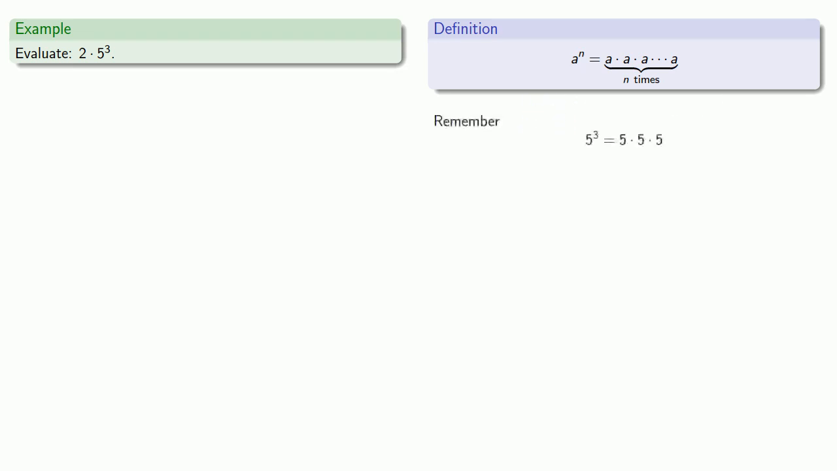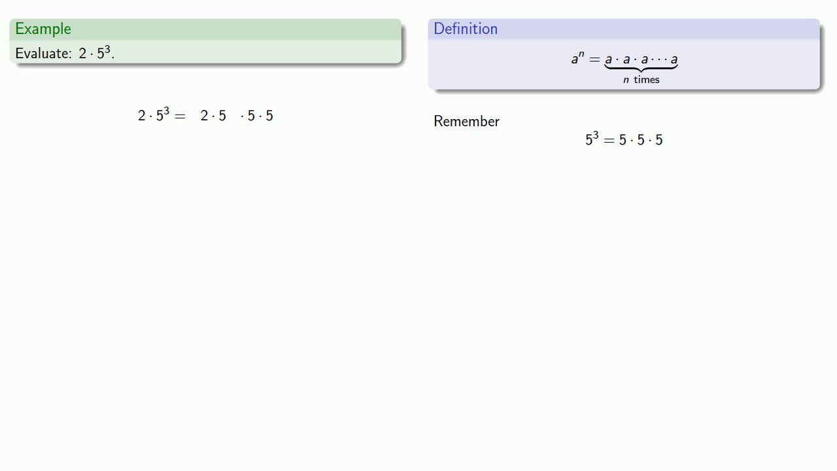And so when we write 5 to the power 3, we really mean 5 times 5 times 5. Equals means replaceable, so instead of writing 5 to the power 3, I can replace it with 5 times 5 times 5. And here's the important thing to recognize. We have not performed any of the operations yet. We haven't even gotten to the question of the order in which we should perform the multiplications. Well, okay, let's do that.